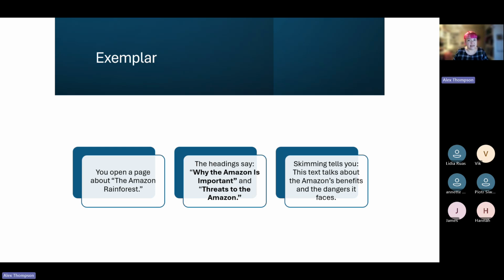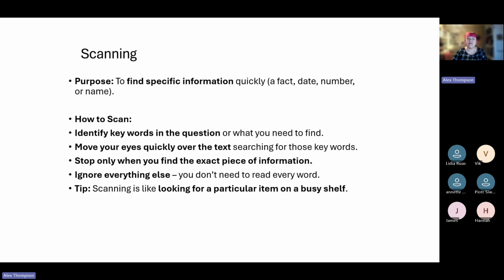If, however, we're scanning, it's not the opposite, but it's definitely the second side of the coin. So if we're looking for the general idea of a text without looking in detail on one side, on the other, for scanning, we want to be looking for specific detail. So scanning is to find specific information quickly, things like a fact, a date, a number, or a name.